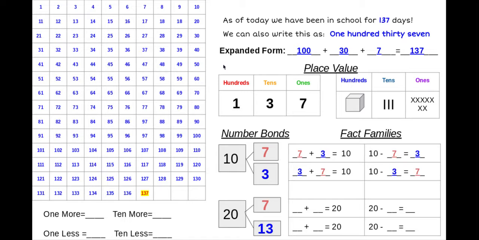7 plus 13. Equals? 20. 7 plus 13 equals 20. And what would be a flip-flop? 3 plus 17 equals 20. 3 plus 17 equals 20, but you changed my numbers in my number bond.